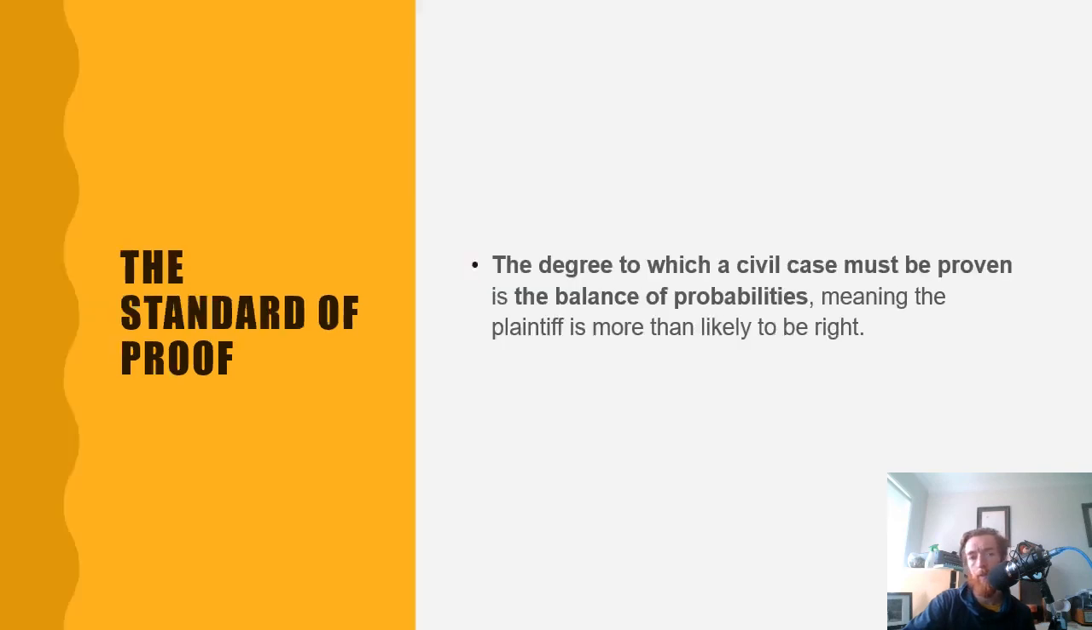And then lastly, we've got the standard of proof, which is the degree to which a civil case must be proven, which, as you should know, because it's been the first topic and we still talk about it fairly often, is on the balance of probabilities, which means that it's most likely that the plaintiff is more likely to be right. So the reason why it's the balance of probabilities and not beyond reasonable doubt is because in these cases, it's one person, it's kind of he said versus she said, or he said versus he said, or she said versus she said.